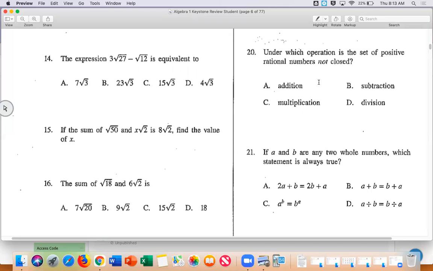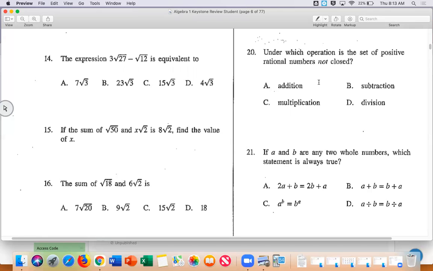So when it says under which operation is the set of positive rational numbers not closed, we're just talking about positive fractions and numbers like that. Meaning, if I add two numbers, subtract two numbers, multiply two numbers, or divide two numbers, will I get a number that's outside of being a positive fraction?